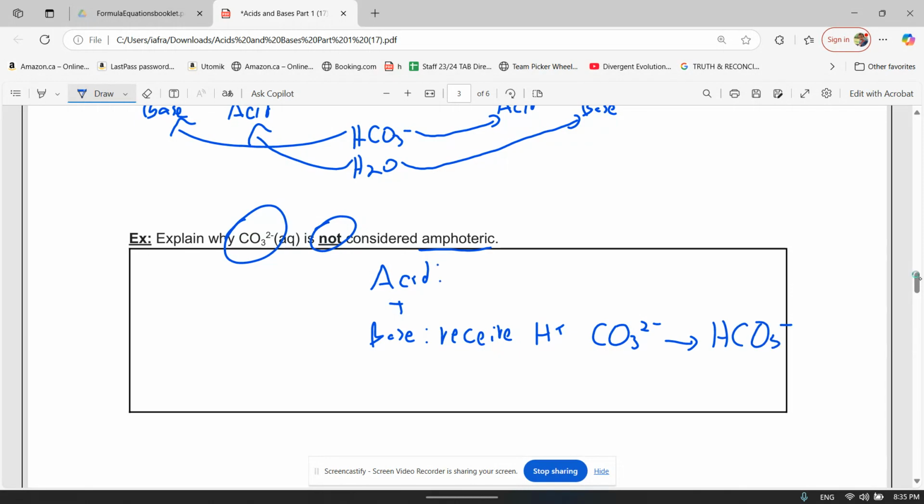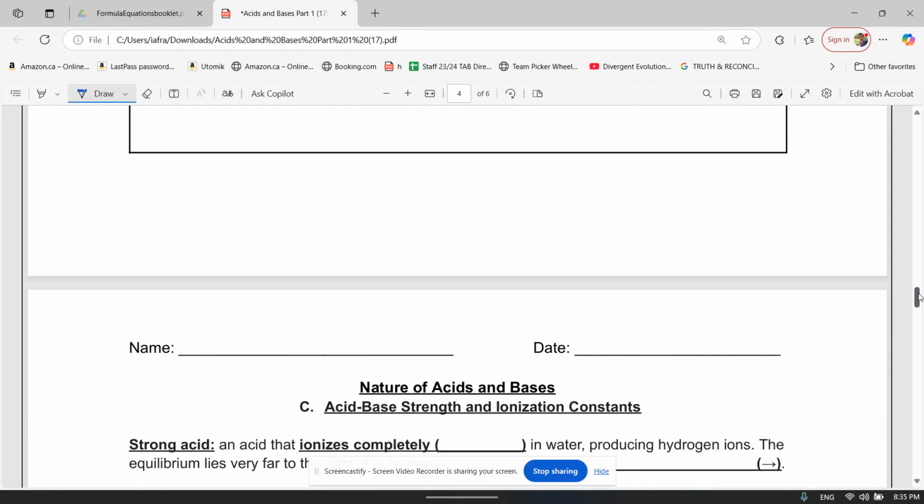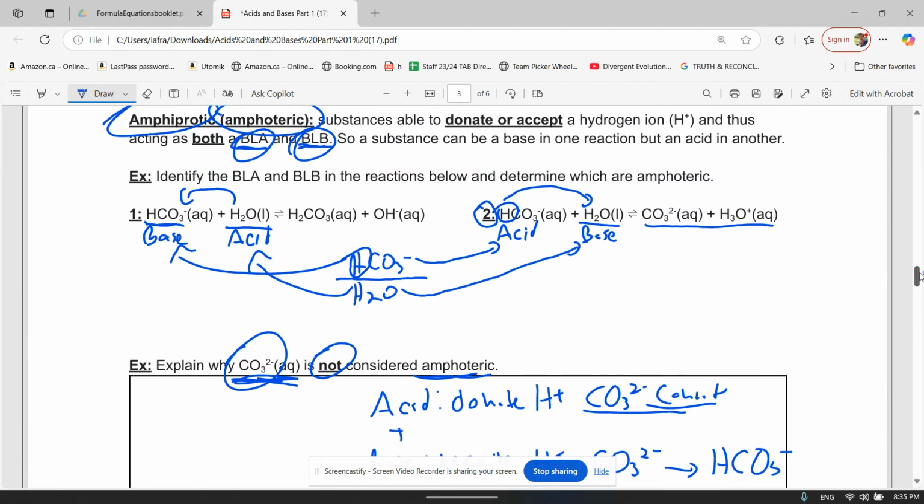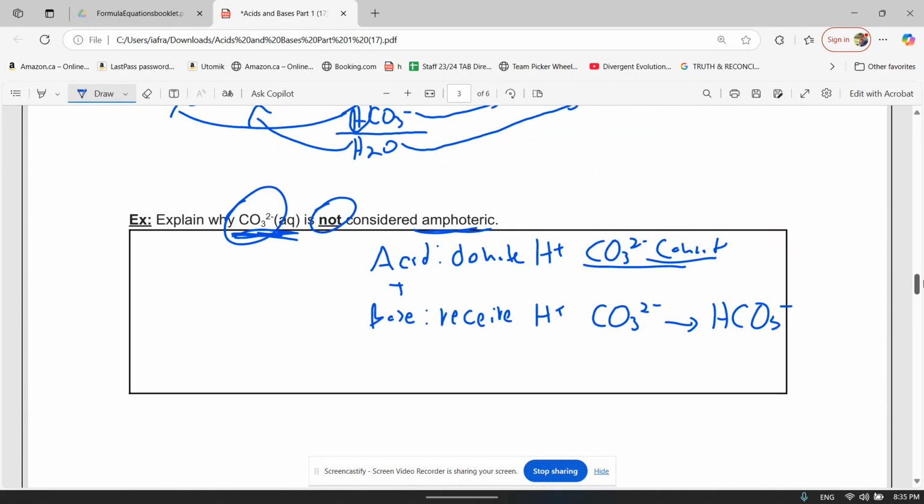Now, to be an acid, you must be able to donate H plus. And it's probably clear that CO3 2 minus cannot, because it does not have H plus to donate. So that's why CO3 2 minus is not considered amphoteric. But HCO3 minus was. It could donate this, or it could receive an H to become H2CO3. That was based on our definition of amphoteric and amphiprotic, and now you're able to apply that idea conceptually.